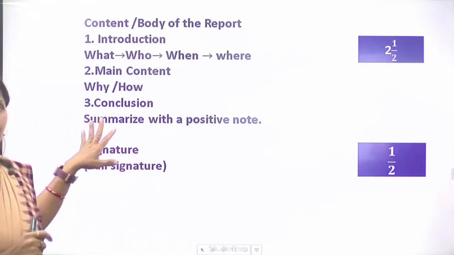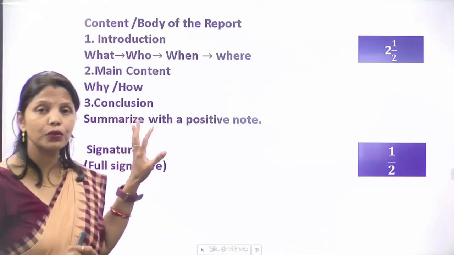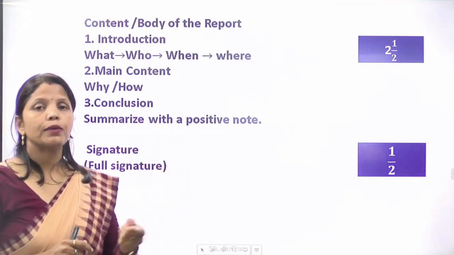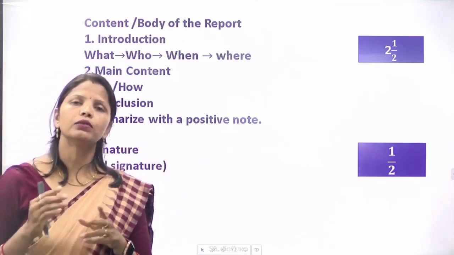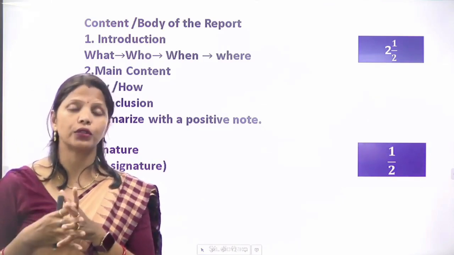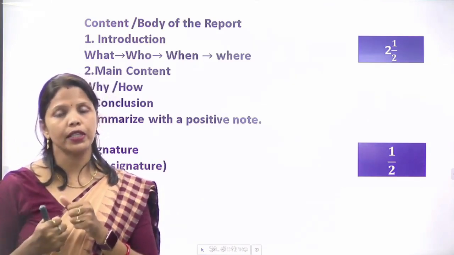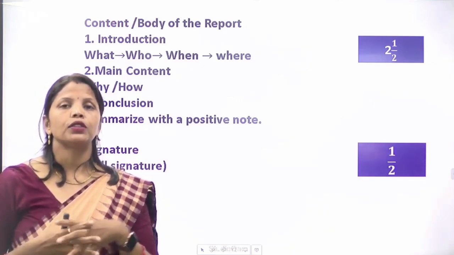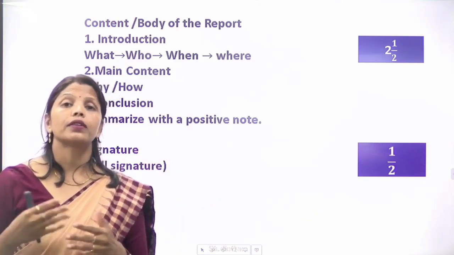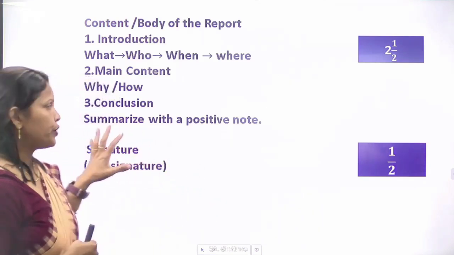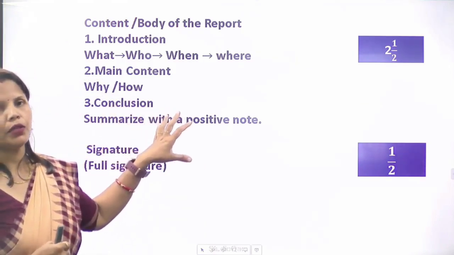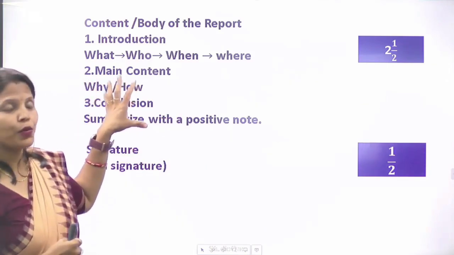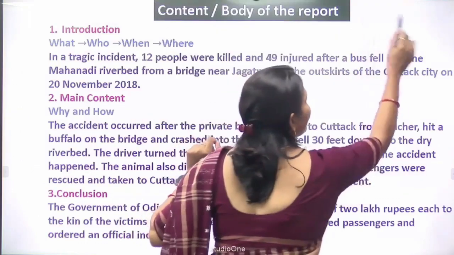Then comes your last paragraph, that is conclusion. What will we write in conclusion? Conclusion summarize with the positive note. If we are writing about some event, then what the speaker said, what they said about the subject. Suppose it is a blood donation camp, what the guest at the blood donation camp said. If it is some road accident, what steps were taken by the authorities, we will write about that in conclusion, and we summarize it with a positive note. Clear?